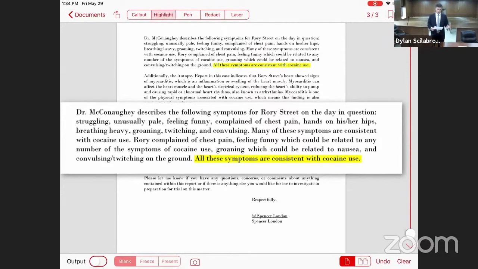And Mr. Lennon goes on to say that Rory complained of chest pain, feeling funny, which could be related to any number of the symptoms of cocaine use, groaning, which could be related to nausea, and convulsing, twitching on the ground. Again, all of these symptoms are consistent with cocaine use.